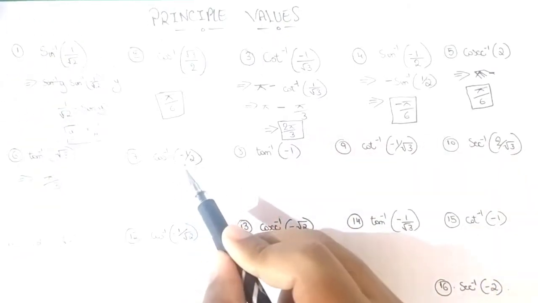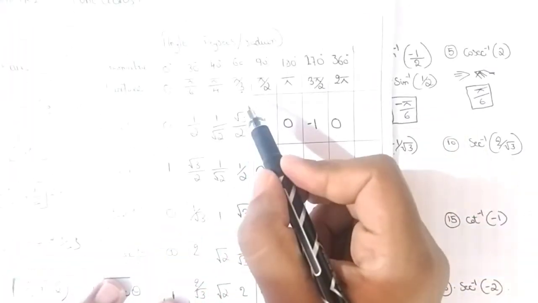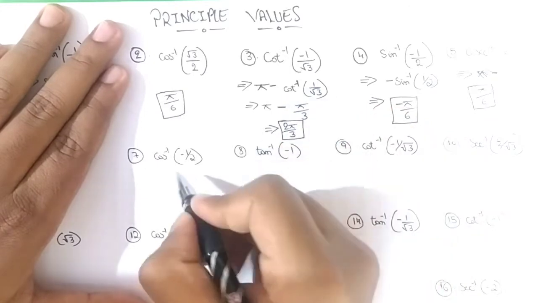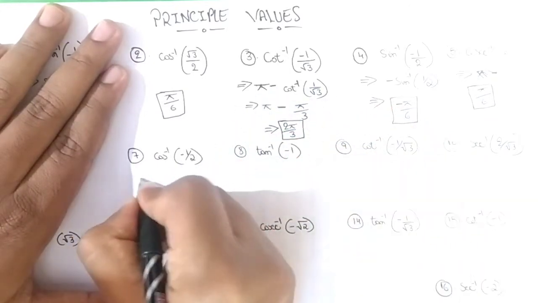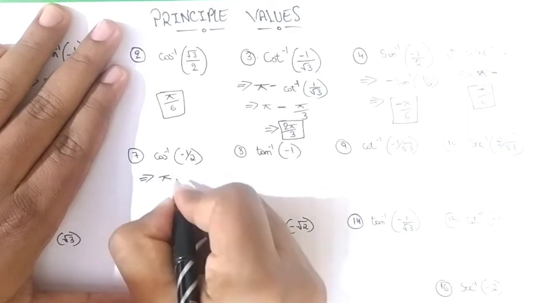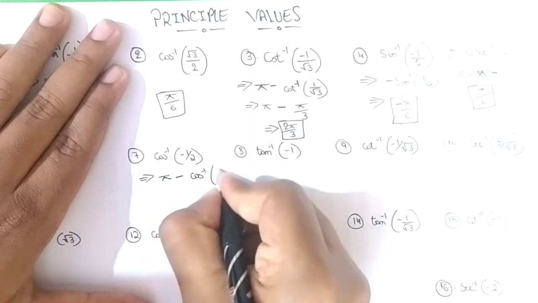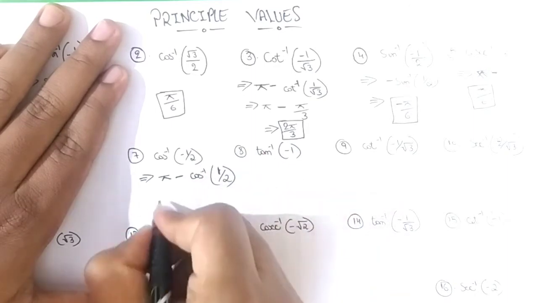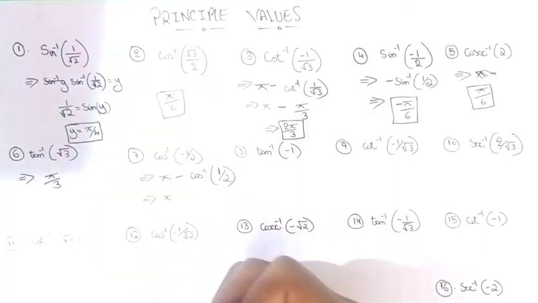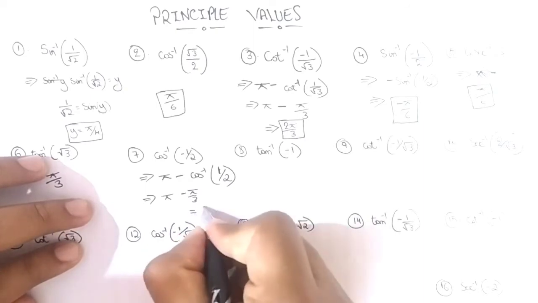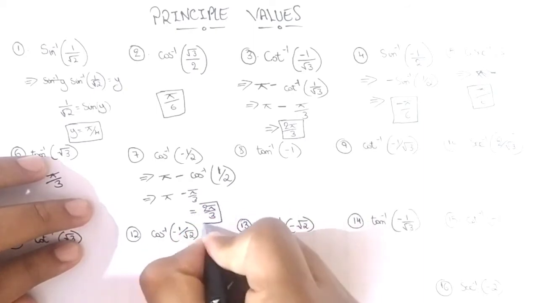seventh is cos inverse of minus 1 by 2. For cos, 1 by 2 corresponds to pi by 3. And there is a negative sign here, minus. I told you that for cos, cot and secant, if it is negative, it should be subtracted from the pi value. Cos inverse of positive 1 by 2. Remember here, positive 1 by 2. And we saw 1 by 2 is with pi by 3, so pi minus pi by 3 is 2 pi by 3.